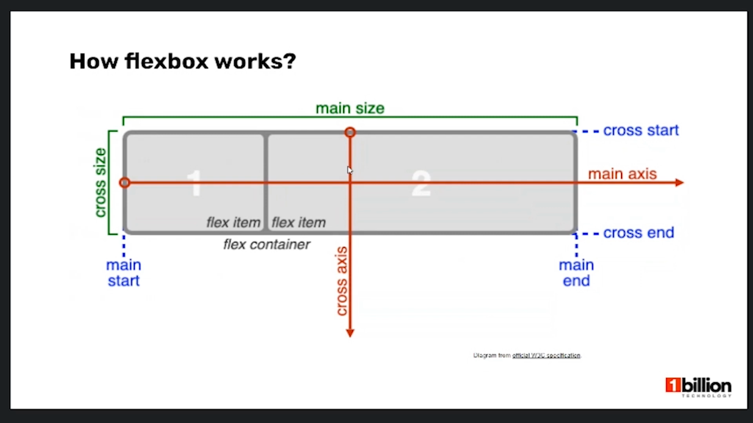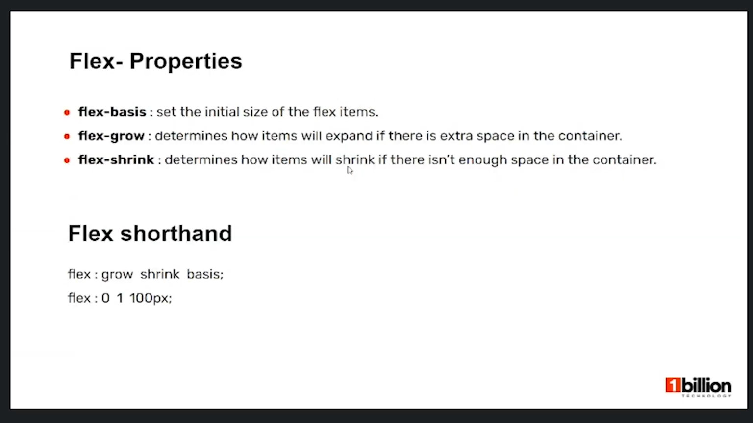Next, we move on to the Flex properties. There are three properties used together to set the sizing of the Flex items. The first value is Flex basis. It sets the initial size of the Flex items. The second value is Flex grow. It determines how items will expand if there is extra space in the container. The third value is Flex shrink. It determines how items will shrink if there is not enough space in the container. To use the shorthand property, we declare the grow value first, then the shrink value, ending with the basis value.